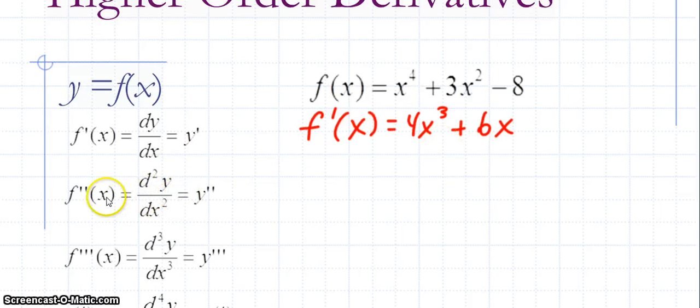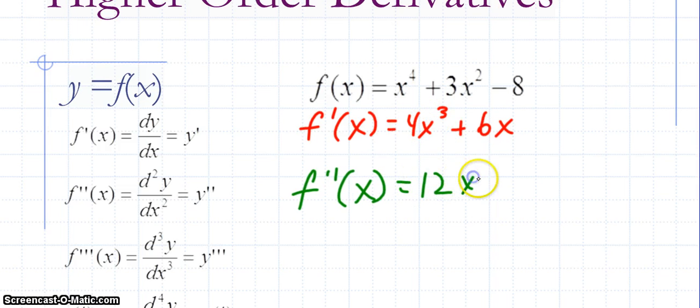Notice the notation, so we can keep adding these primes, or instead of dy dx, it's d squared y over dx squared. It's not really squared, I apologize, I shouldn't say that, it's d to the second y over dx to the second. It's a notation thing, it's not telling us that we're squaring it, so we actually don't want to think about it that way. But the second derivative, so just do my power rule again. So 4 times 3 is going to be 12x squared plus 6.